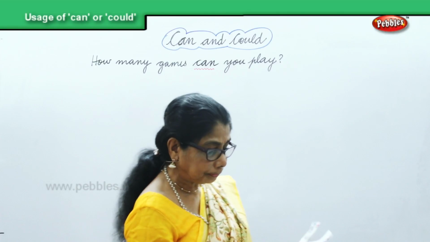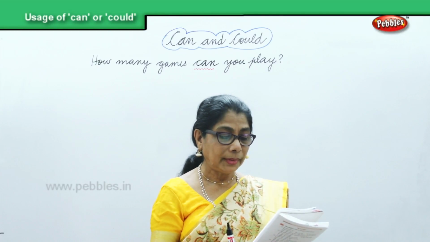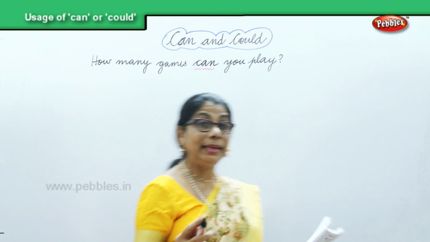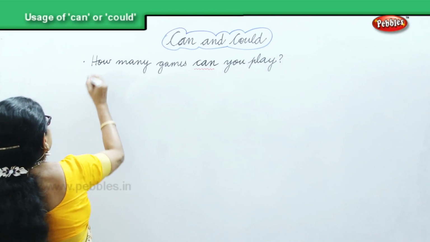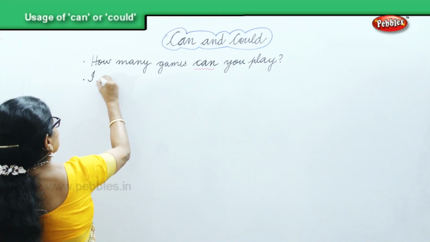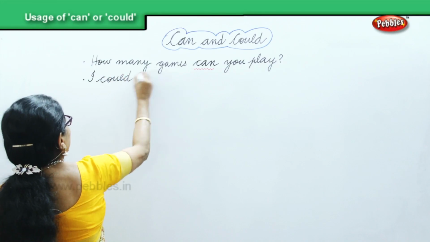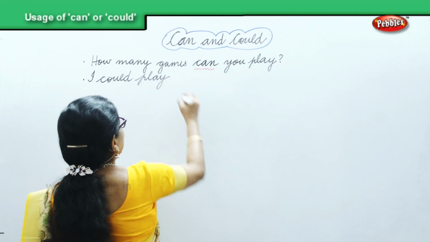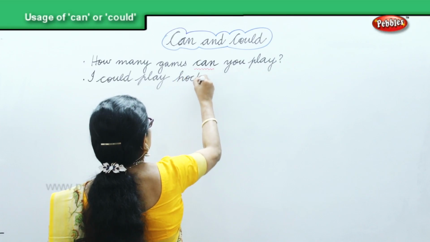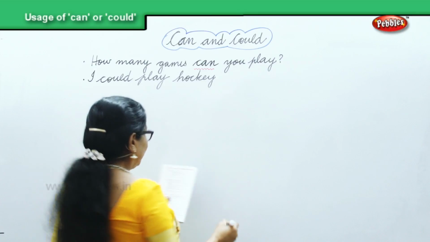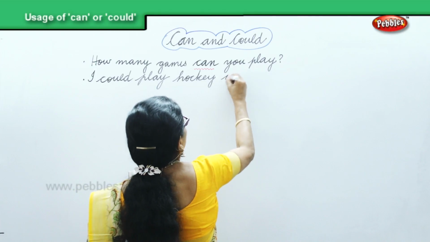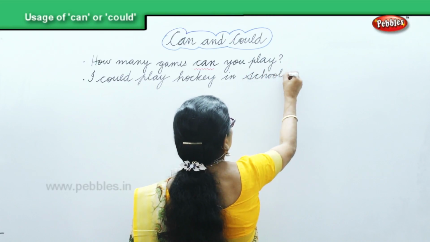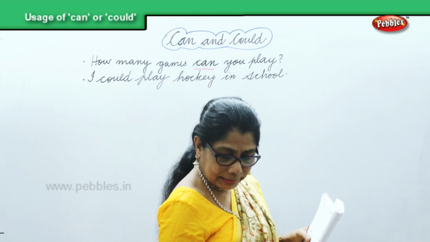Another sentence I have here is, I could play cricket. I could play hockey in school. So one sentence here, I could play hockey in school. Okay, now I have two sentences here for you.